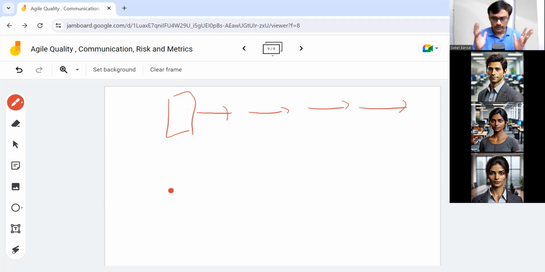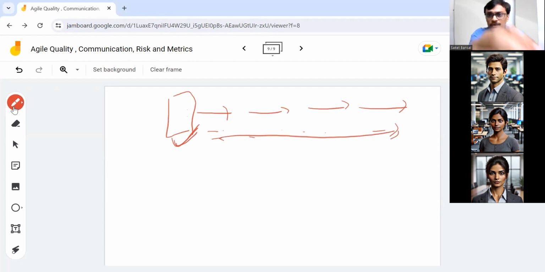That's the approach. In a predictive life cycle, since we have baselining of our requirements in advance, we also need detailed risk tracking throughout the project so that we can ensure that we meet our project objectives as defined in the beginning. That's the predictive life cycle.